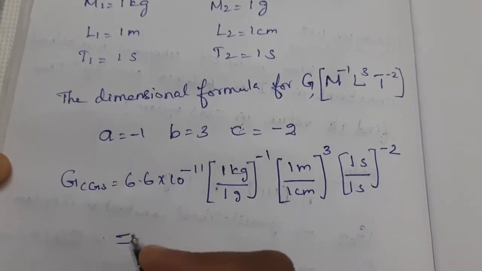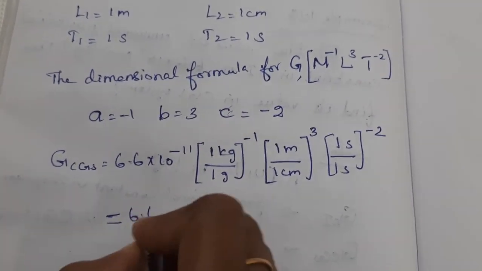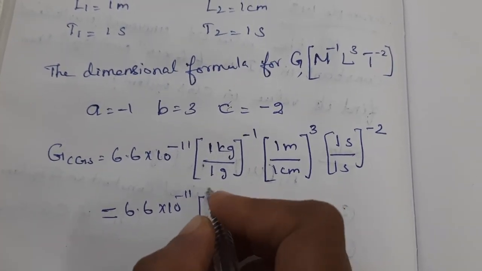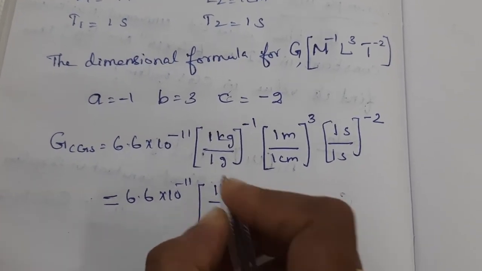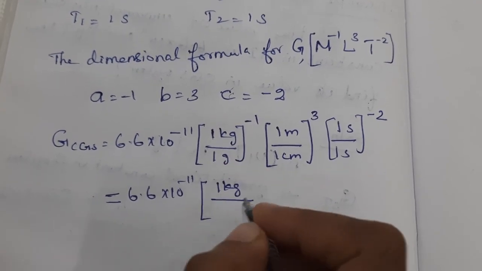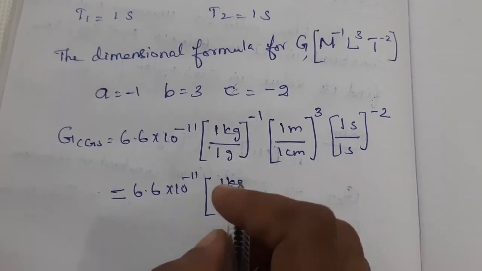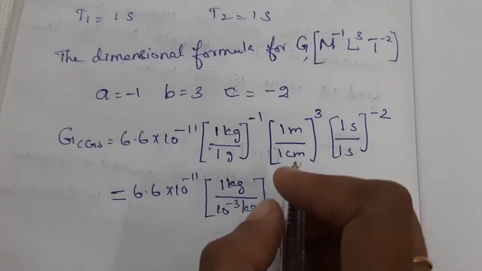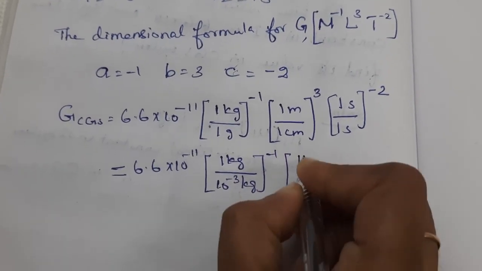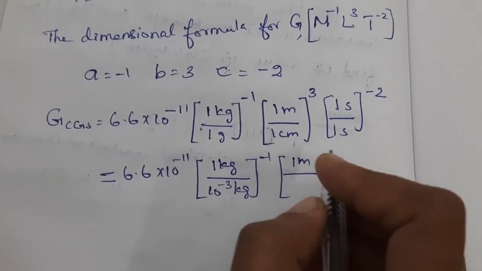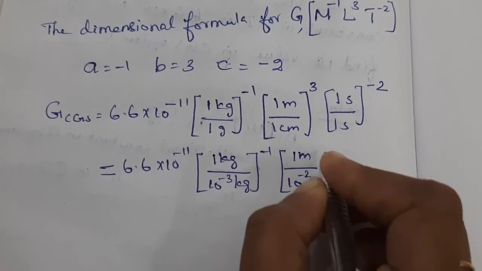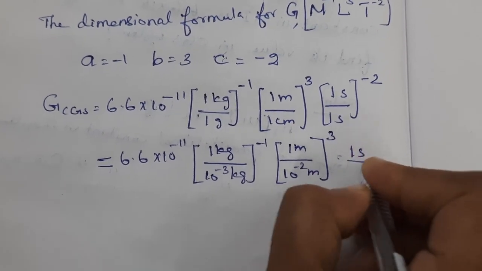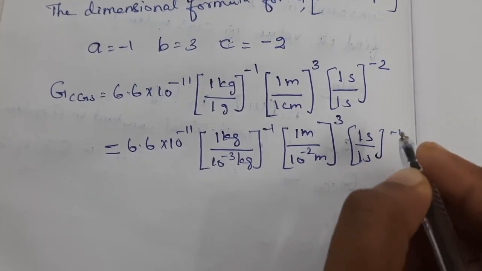Now convert this into CGS system. The value is the same, 6.6 into 10 power minus 11. And again here 1 kilogram divided by 1 gram can be written as 10 power 3 kilogram... so 10 power minus 3 kilogram, the whole power minus 1. 1 meter by 1 centimeter can be written as 10 power minus 2 meter, the whole power 3. Then 1 second by 1 second, the whole power minus 2.